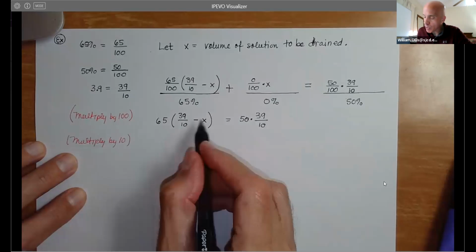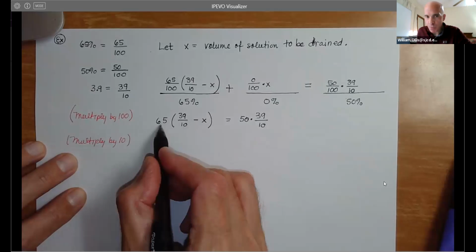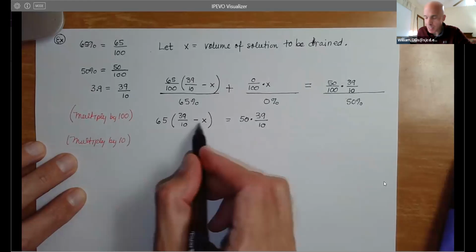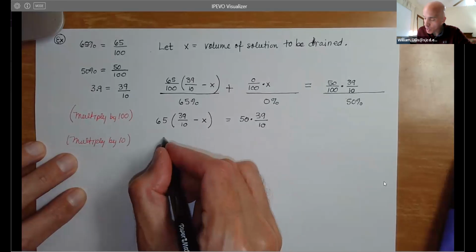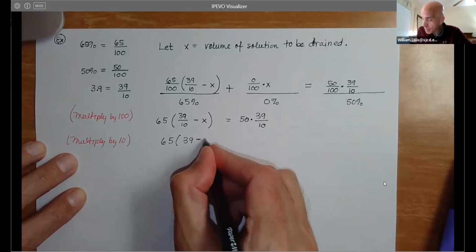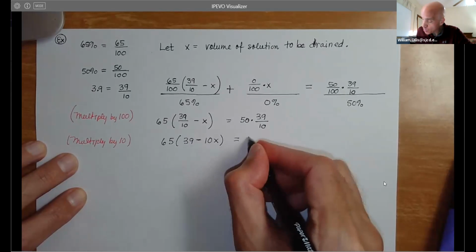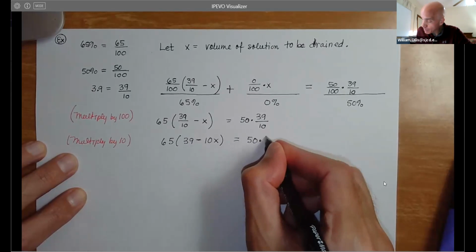So now what I want to do is what I taught you before. I'm not going to hit this with the 10. I'm going to hit the parentheses with the 10 to kill that 10. So that's going to be 65 times 39 minus 10x. And then this will be 50 times 39.